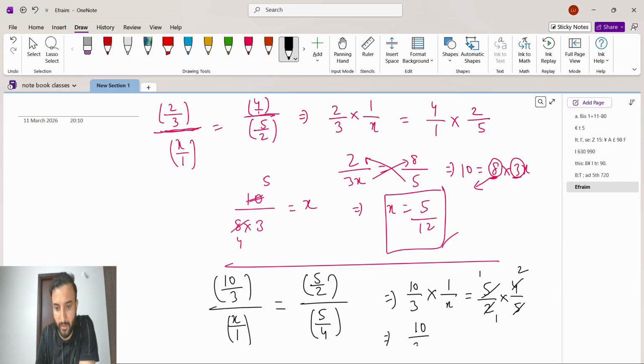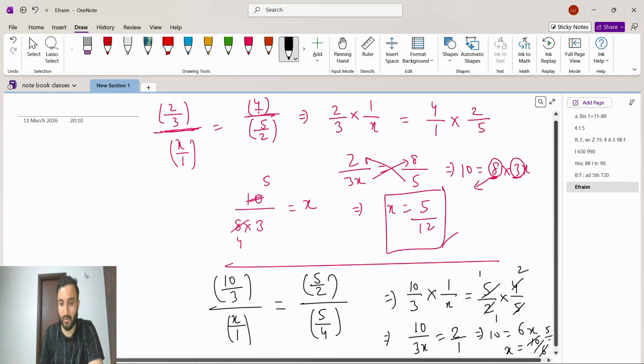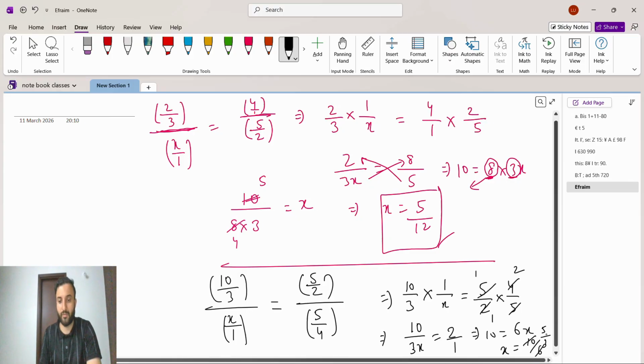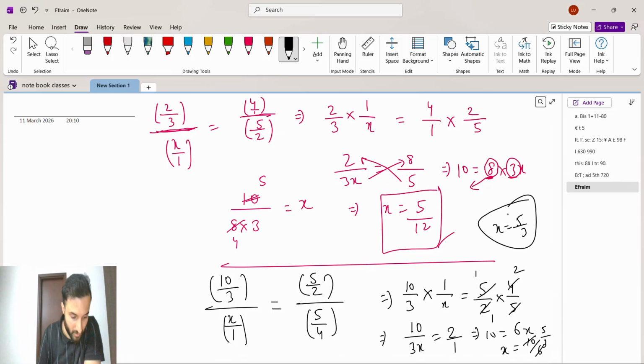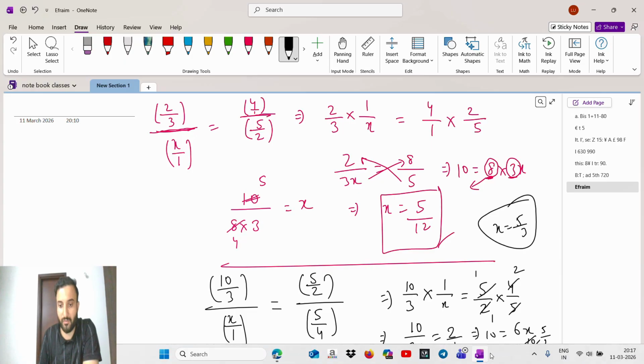10 divided by 3 into x. 3x is equal to, this side in the numerator we have only 2, and the denominator nothing. So bhaiya dekho, nothing means 2 by 1, so it will cross multiply. 10 times 1 is 10 equals 3 times 6x. So we have to find x. So x is equal to what? x is equal to 10 by 6. It will cancel, means 5 twos are 10, 3 twos are 6, 5 by 3. x you will get is 5 by 3. Yes guys, the correct answer is 5 by 3.